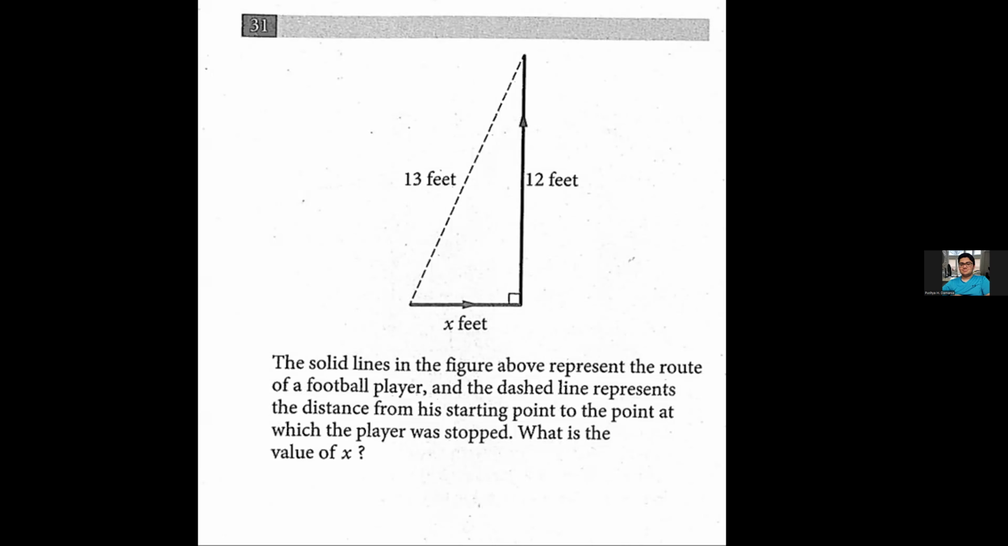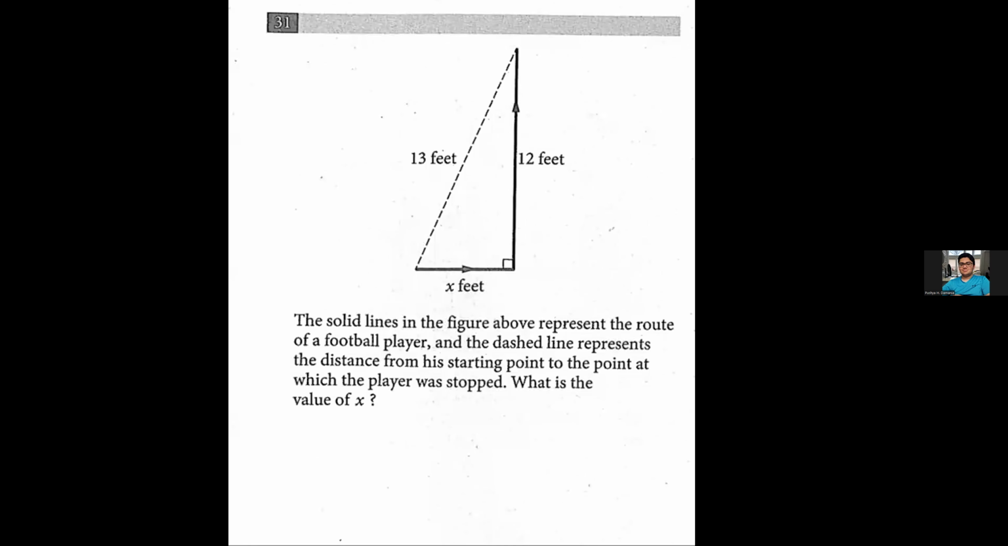Okay, so for question 31, we're told the solid lines represent a route, and the dashed line represents the distance from the starting point to the end point. What is the value of x? So we just have to find x. This would just be a squared plus b squared equals c squared. In this case, x squared plus 12 squared equals 13 squared.